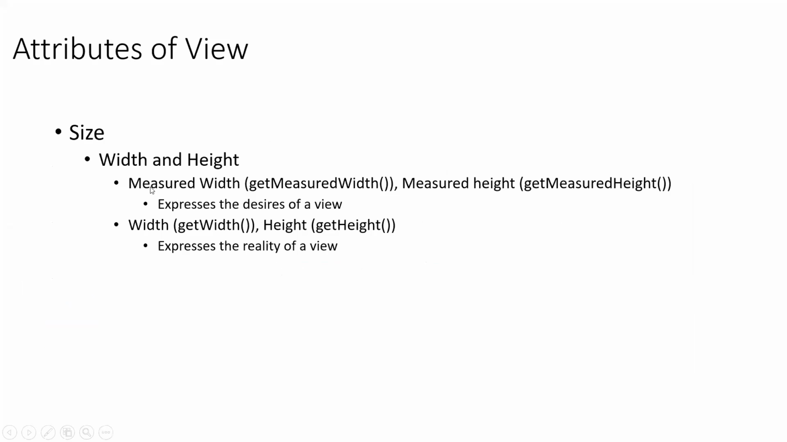So there are two kinds of width and height. One is measured width and measured height, and the other is normal width and normal height, which is the actual width and actual height. You can get width through getWidth, measured width through getMeasuredWidth, measured height through getMeasuredHeight, and similarly height through getHeight. So this is the getter of height, and this width and height are the reality of a view, the actual dimensions, the actual size of a view. And this is the desire.